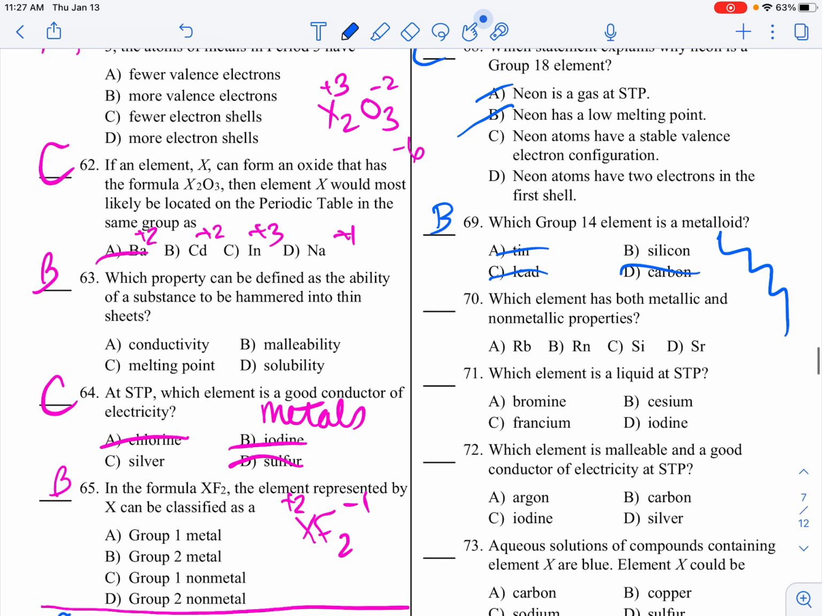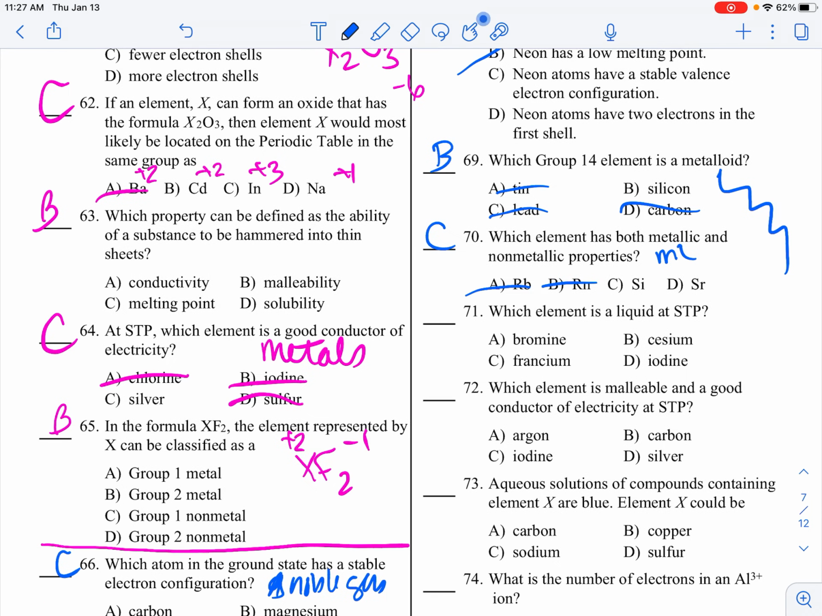Which element has both metallic and non-metallic properties? So this means metalloid. Rubidium is all the way to the metals. Radon is a noble gas. Silicon is, again, along the zigzag. And strontium, no, that's a metal.